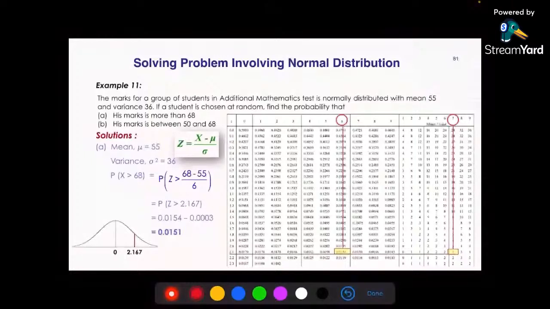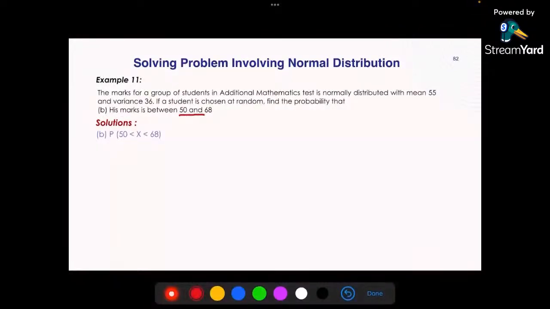Now kita pergi pada the second one. The marks is between 50 and 68. Okay. Mark is between. So kita directly tulis yang macam ni lah. P is between 50 and 68. Again, standardize this one. Become Z. So you akan dapat macam ni lah.